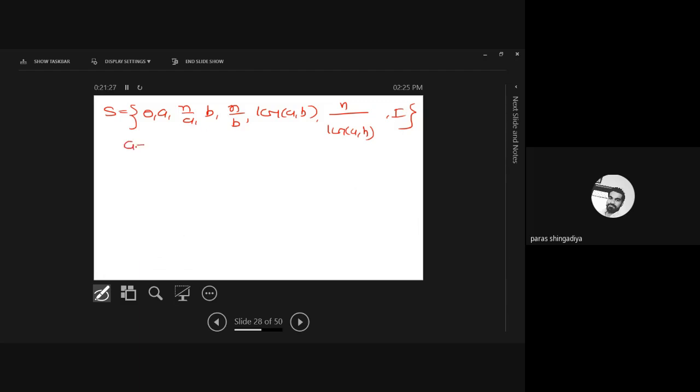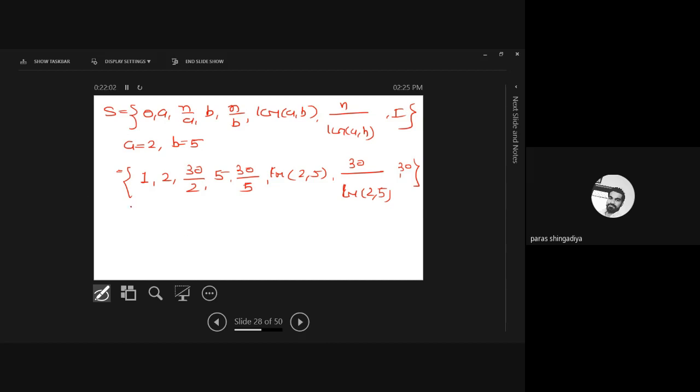And now consider any two atoms. A is equal to 2 and B, let us take 5. 2, 3, 5 are the 3 atoms, so consider any two as A and B. Now put A and B into this formula. So 1 is the 0 element, A is 2, n by A is 30 by 2, B is 5, n by B is 30 by 5, LCM of 2 with 5, then n upon LCM of 2 with 5, that is 30 divided by LCM of 2 with 5, and comma 30.